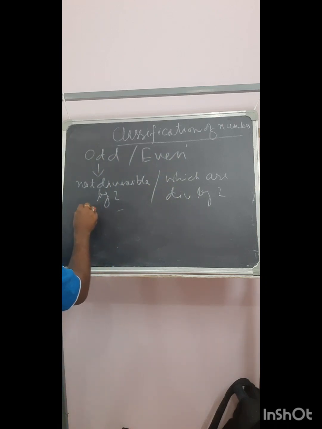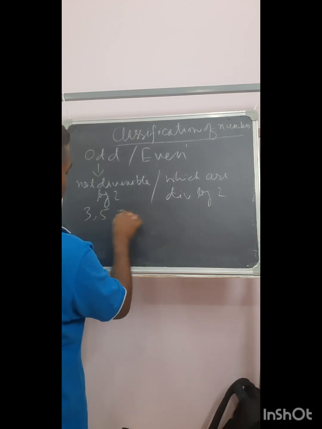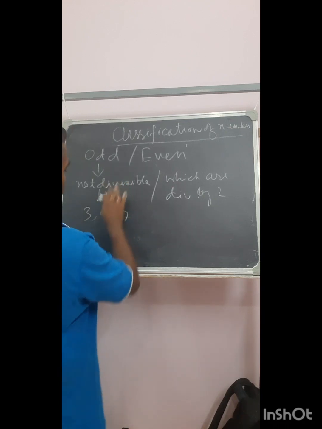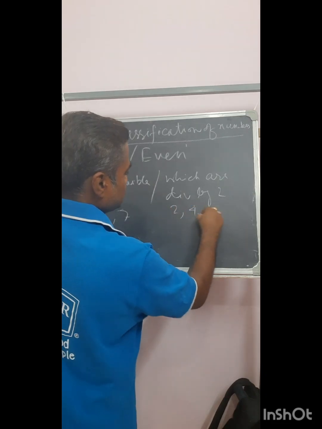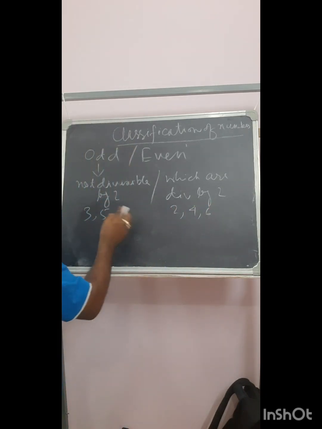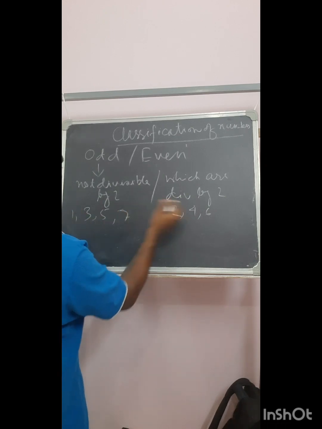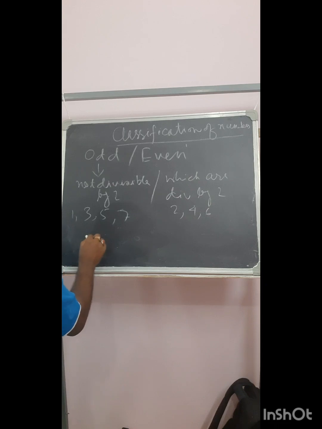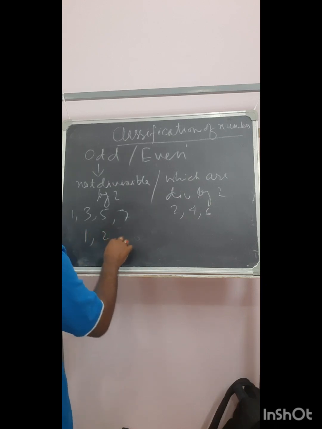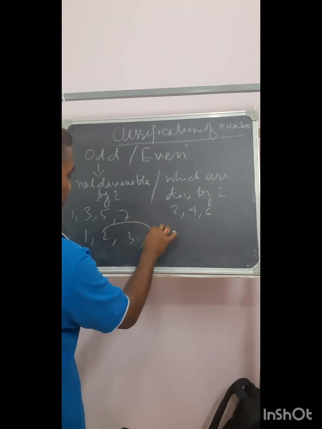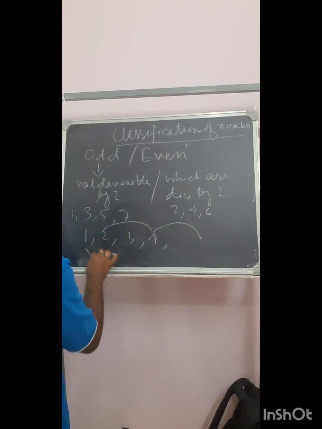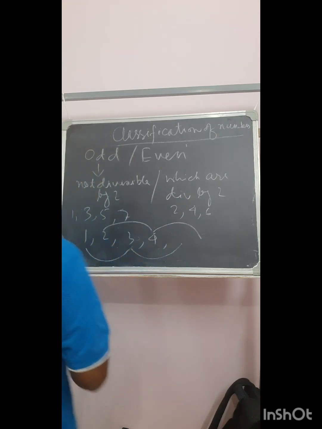So for example, 3, 5, 7, these are not divisible by 2, and these 2, 4, 6, these are divisible. So alternately you can say the odd and even are coming alternatively. That means in the number system, if I say the natural numbers 1, 2, 3, 4 like that, every alternate number is even and every odd is alternatively coming.